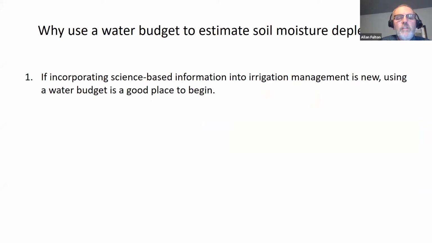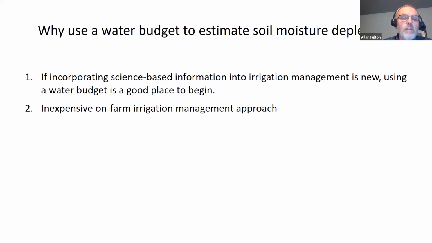For one thing, if you're just getting introduced to using science-based techniques for irrigation management, this is among the simpler techniques and a good place to begin trying to figure out how to integrate science into your irrigation management decisions. With our ET reports, your knowledge of your irrigation system, and, as you'll learn today, evaluating your soils, it's a relatively inexpensive on-farm management approach. The information is for the most part free to you. What's the cost is your time and investment to learn how to put it all together and use it.